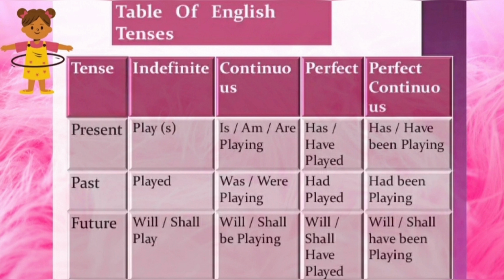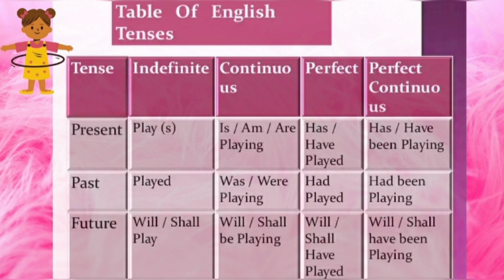In present continuous tense, is, am, or are plus the first form of verb plus ing is used depending on the singular or plural subject. For example, he is playing, they are playing, I am playing. In present perfect tense, the structure used is has or have along with the third form of verb. For example, he has played, they have played. In present perfect continuous tense, the structure used is has or have plus been plus the first form of verb plus ing. For example, he has been playing, we have been playing.